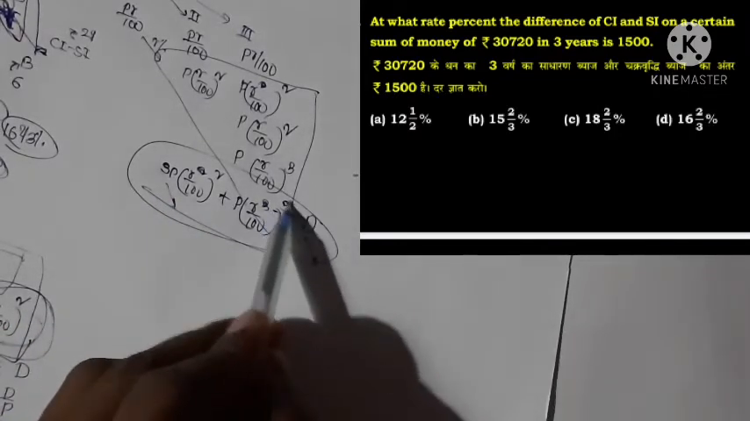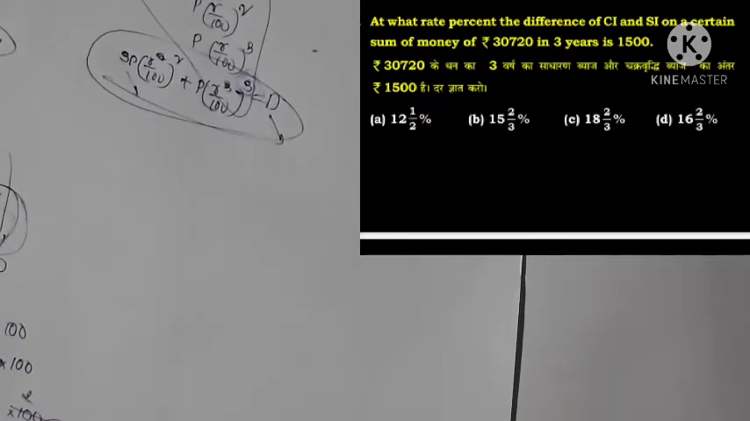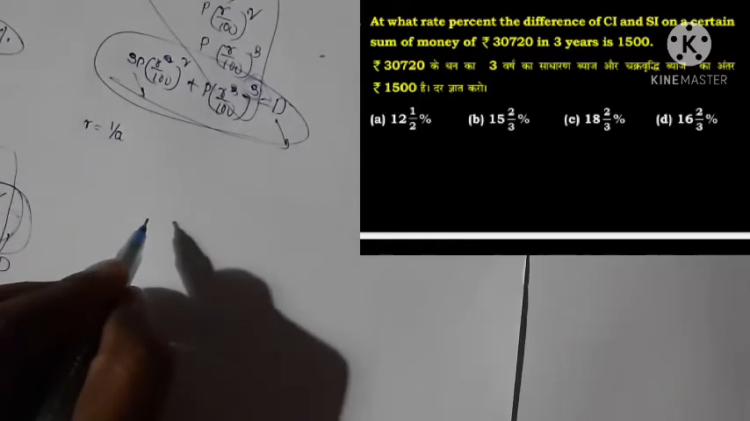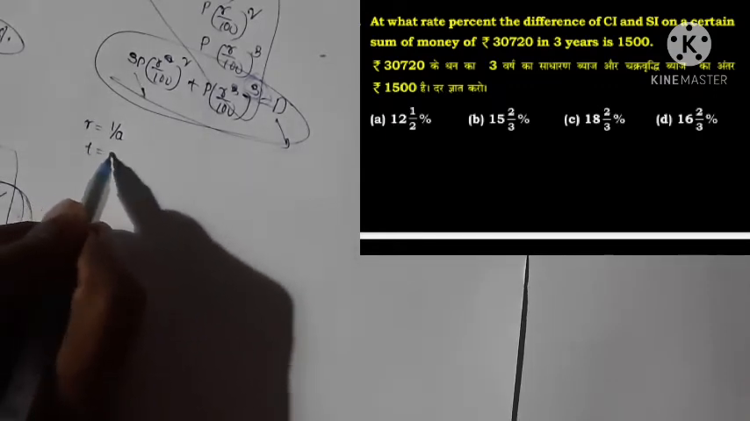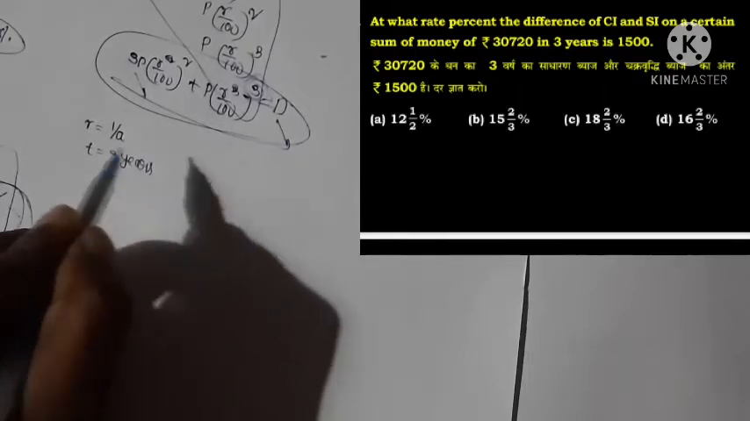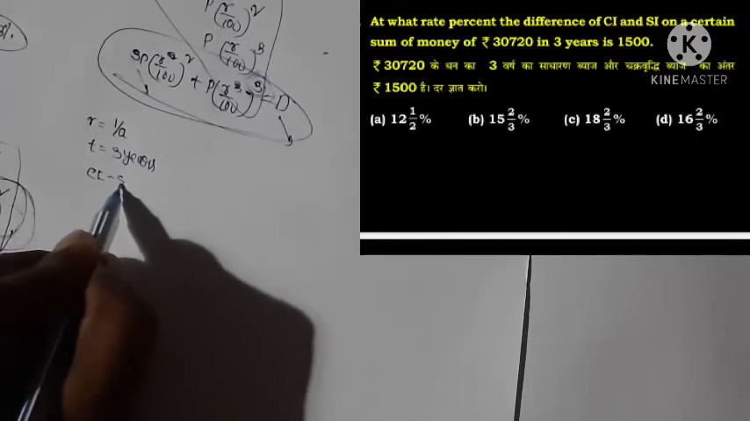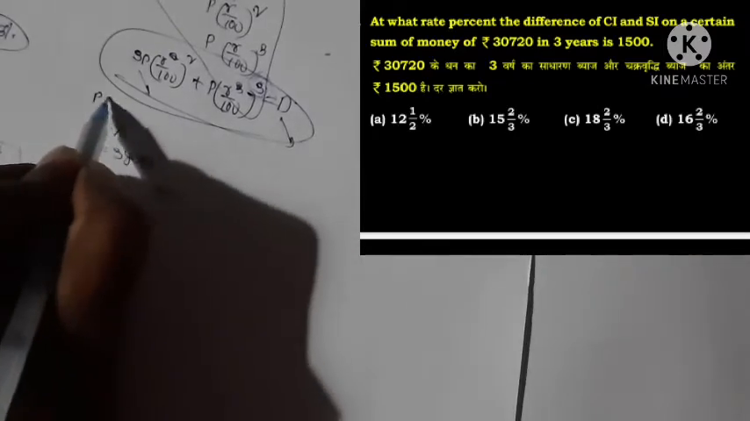So this is a cubic equation. It is very difficult to calculate a cubic equation, so it is better to go for options. Here rate of interest is of the form 1 by A. Time is equal to 3 years. So the difference of CI and SI is 3A plus 1. The principal is A cube.